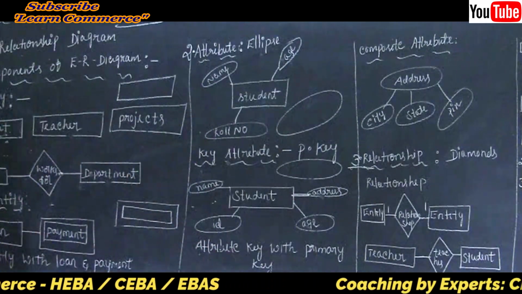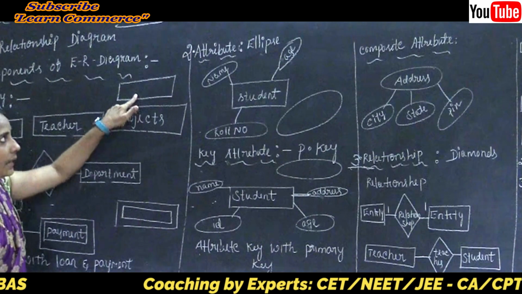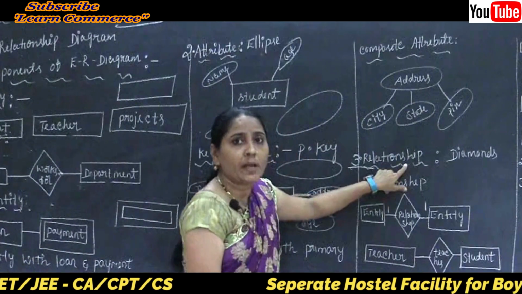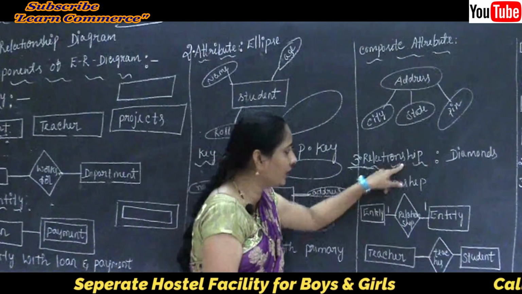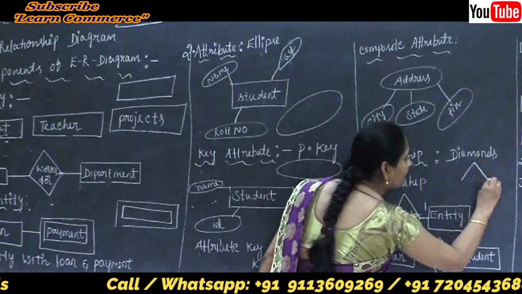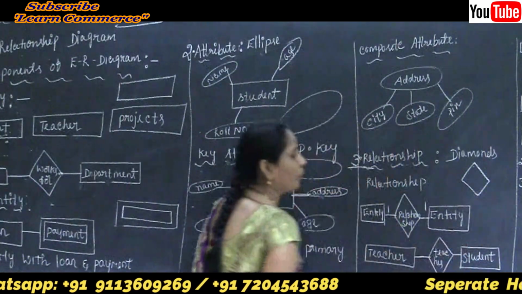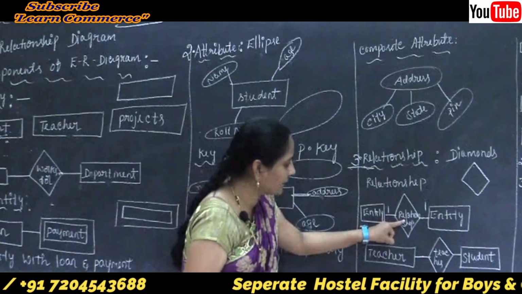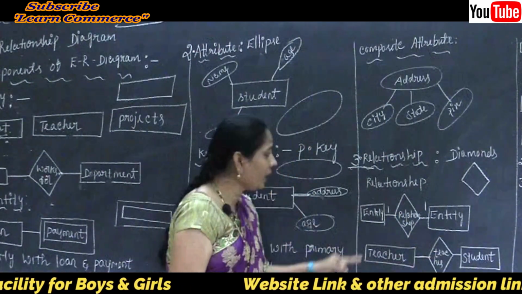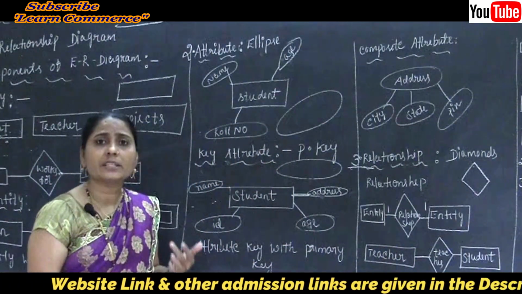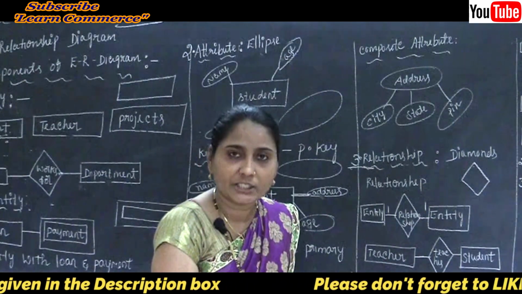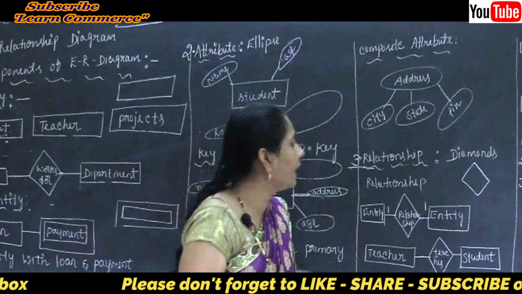I already said the entity is represented by using a rectangle. Attribute is represented by using the ellipse. Now the relationship is represented using diamonds. Clear this point here. This diagram is called the diamond diagram. In this example I used the relationship between two tables. The relation between the tables or between the entities is called the relationship, and it is represented using diamonds.